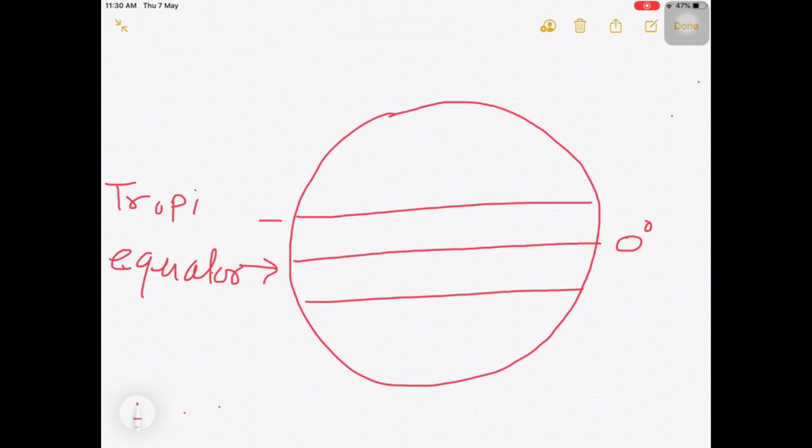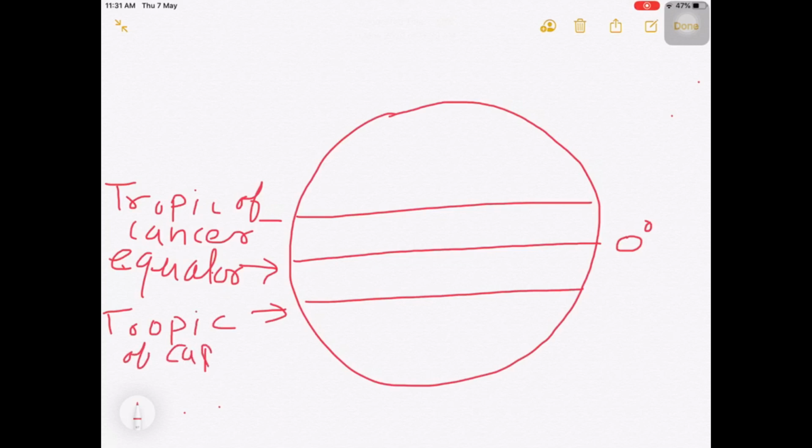On one side we will write Tropic of Cancer and on the other side we will write Tropic of Capricorn.